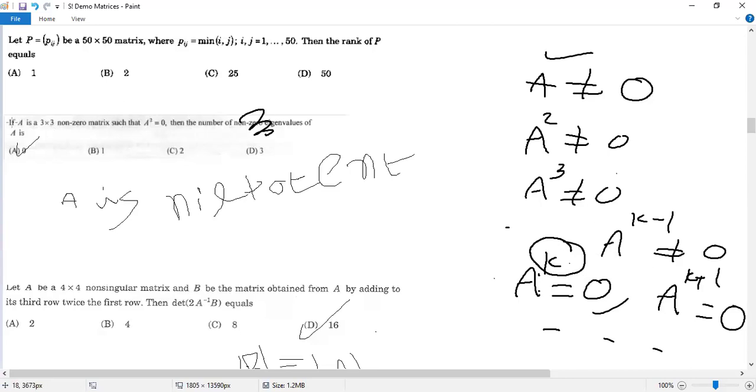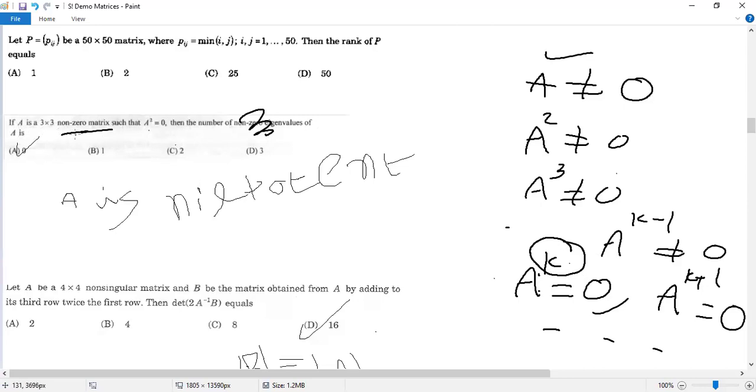So if you take this, look at this question. I hope this is visible. If A is a 3 by 3 non-zero matrix such that A square is 0, then the number of non-zero eigenvalues of A is. We want to answer this question. Is the question visible, sir? Nagesh sir? Yes, madam.